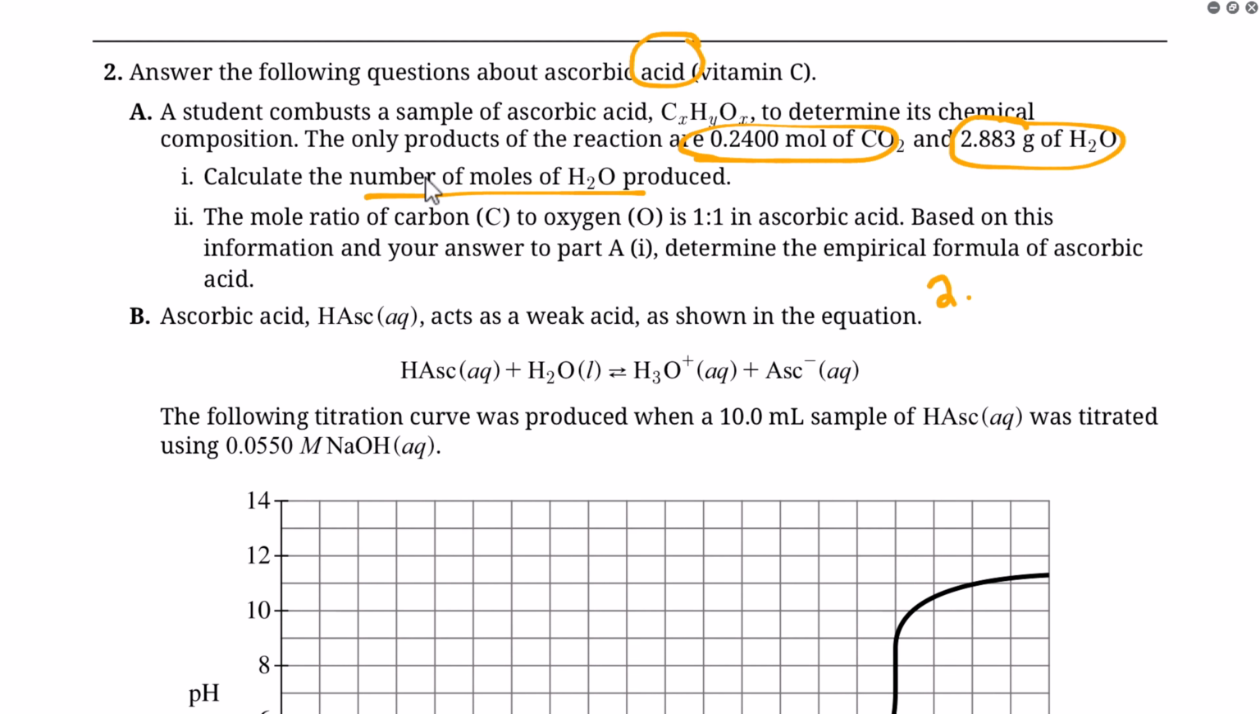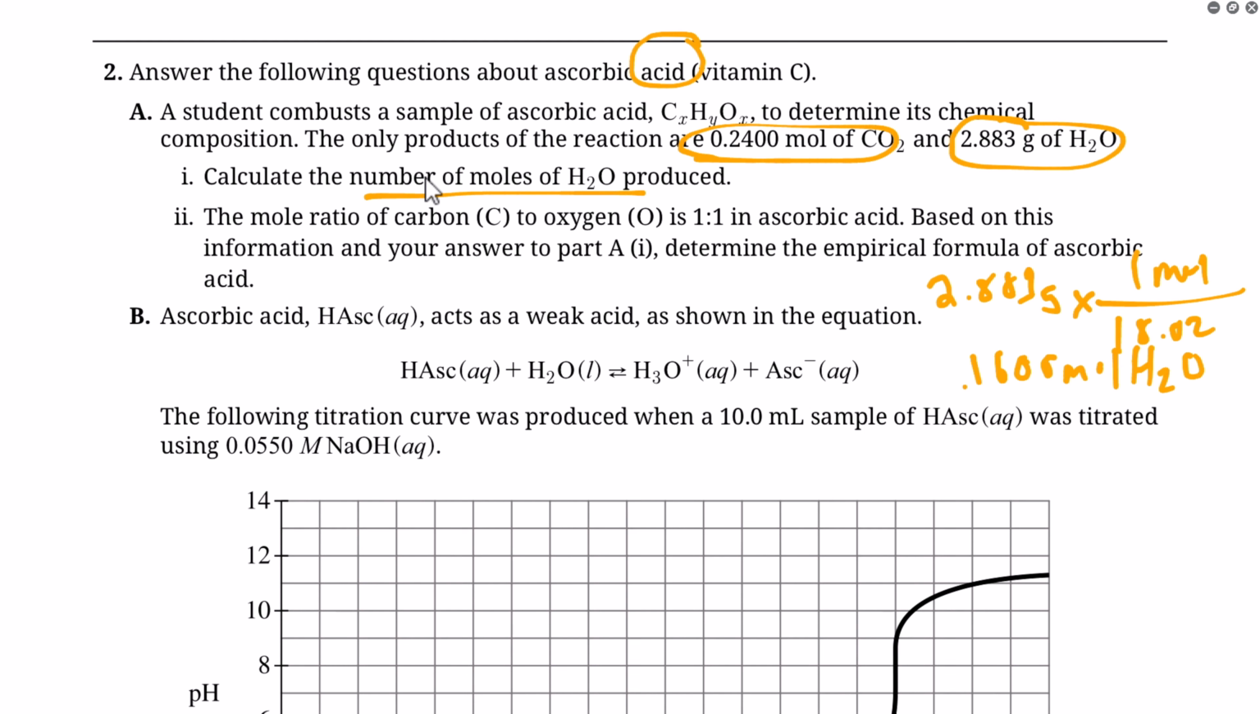So let's take 2.883 grams of H2O, and we're going to use the molar mass, 18.02, and we're going to go ahead and convert that to moles. So let's plug that into our calculator. So 2.883, divide that by 18.02, and we get 0.159, so we're going to round that actually to 0.1600 moles of H2O.